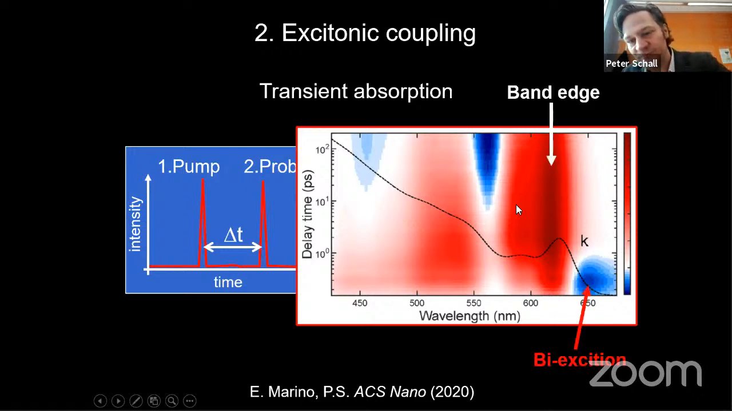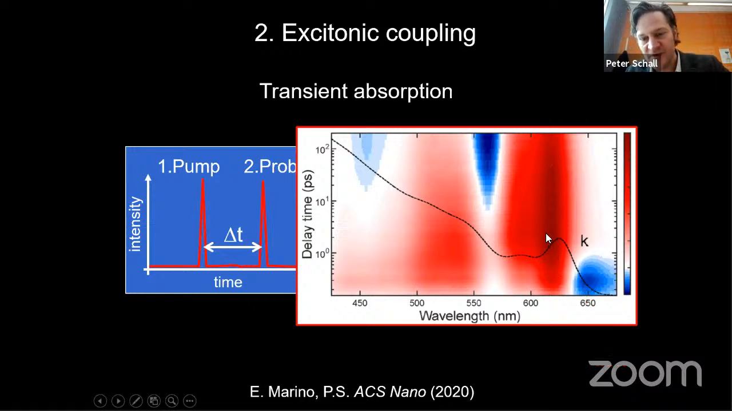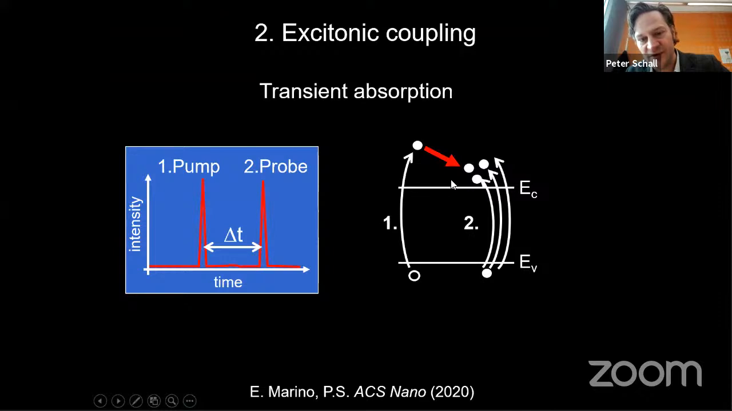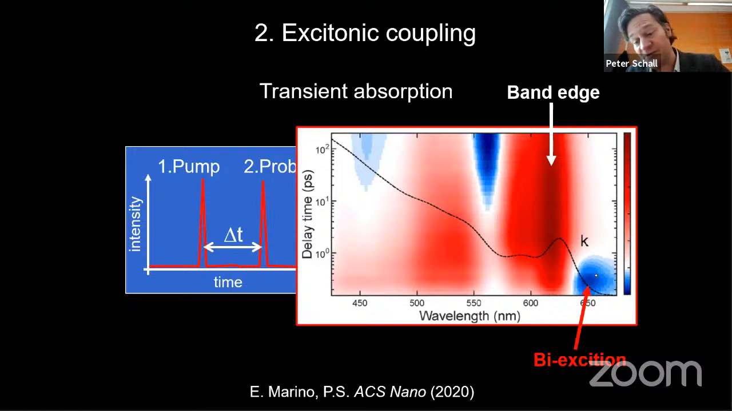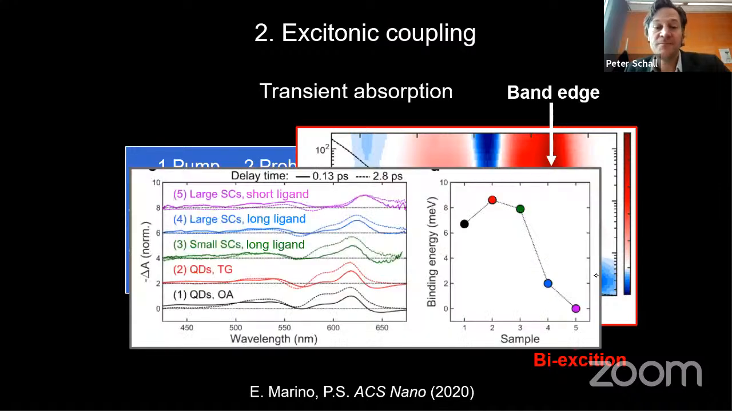First of all, the band edge state over here. So this is in fact just the state at the conduction band. Okay, and you see that just below that, at longer wavelengths, so at lower energies, you get a bound state, which we identified as a bi-exciton. So now, essentially, two excitons have come together into a bound state.